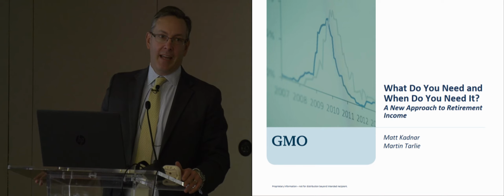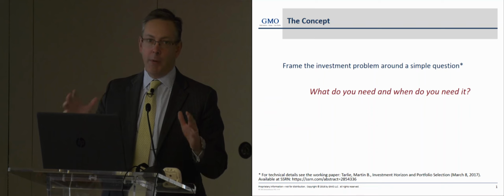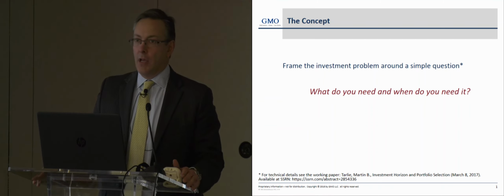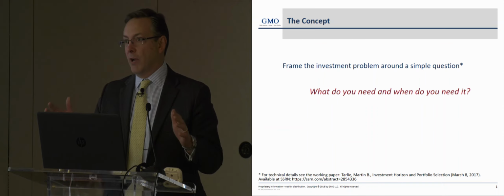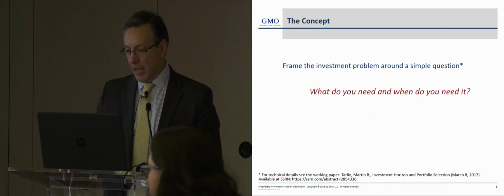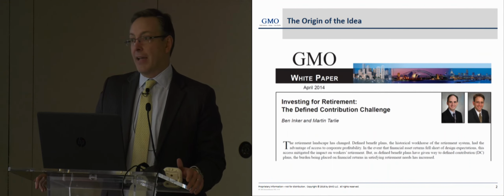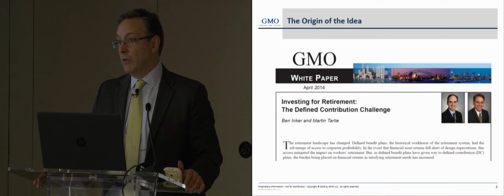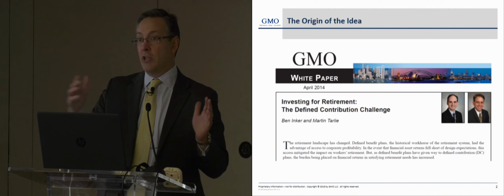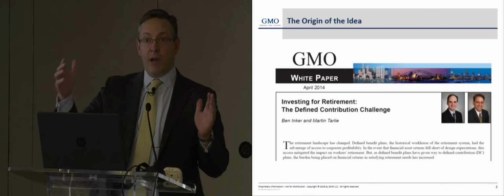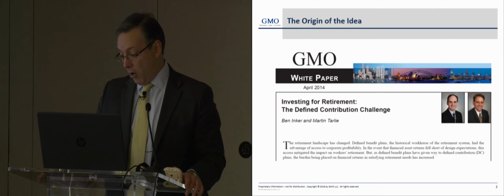But what we want to talk about today is basically a simple concept. If you think about most investment problems that you face, the questions of what do you need and when do you need it frame those problems in a very nice and direct manner. And so we're going to talk about this framework today. And this is really an extension of some work that Martin and Ben did back in 2013, 2014, where we talked about using expected shortfall as a framework for managing glide paths. And so we're going to take that framework and apply it to many things. You can apply it to many things, but we'll focus today on retirement income.